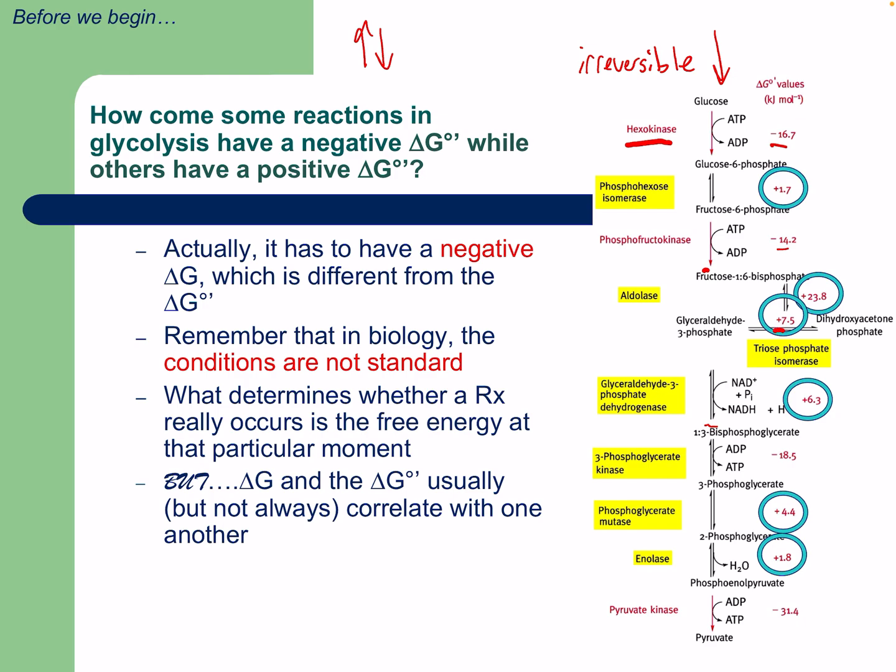So again, we have some large positives as well as some negatives. So overall glycolysis, we talked about, had that overall charge, and it has a negative change of free energy, which is different from the standard free energy. So remember that in biology, the conditions are not standard. What determines whether a reaction really occurs is the free energy at that particular moment. But the change of free energy and the standard free energy usually, but not always, correlate with one another.